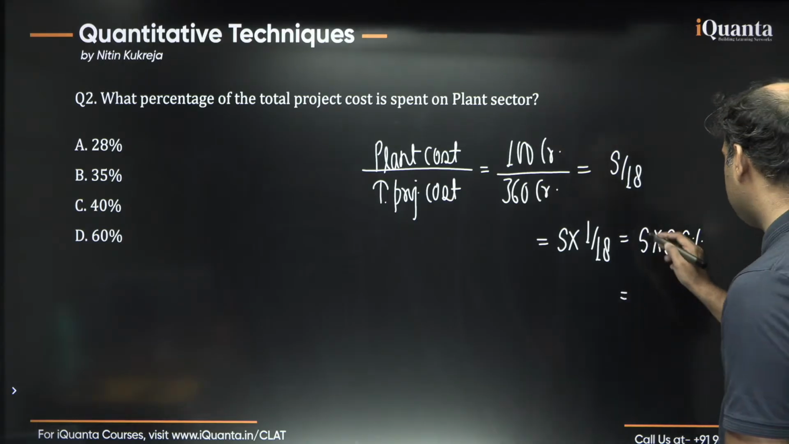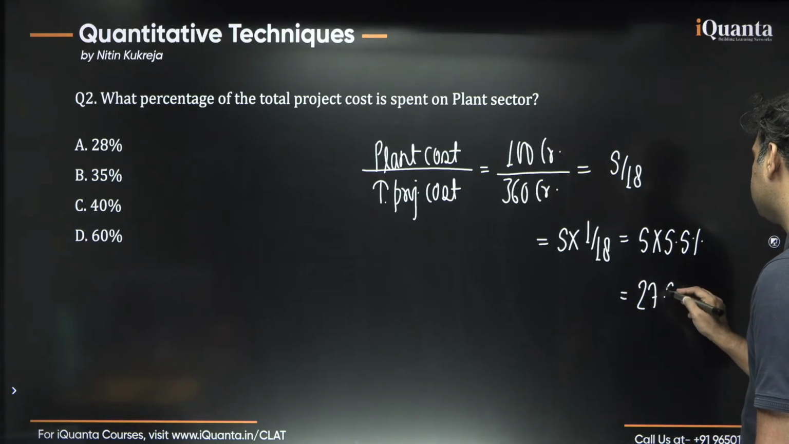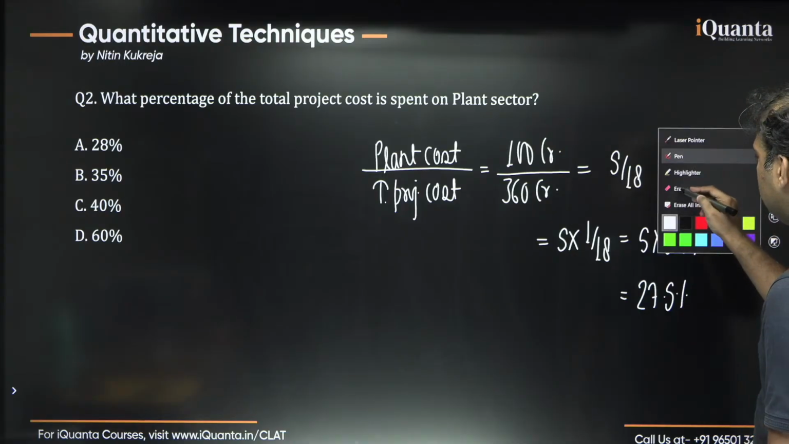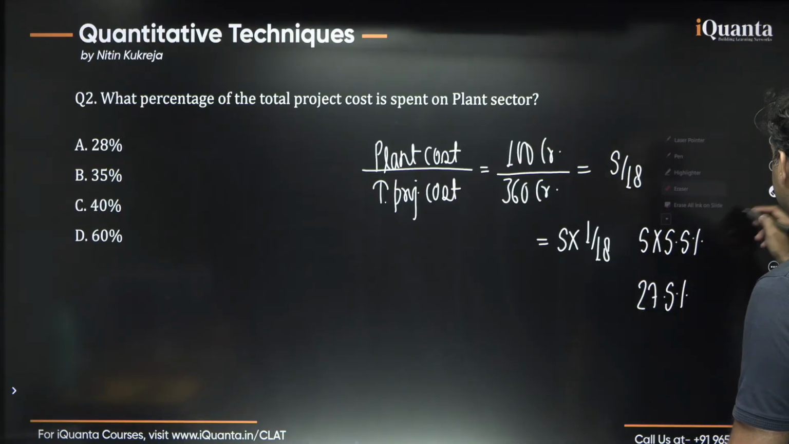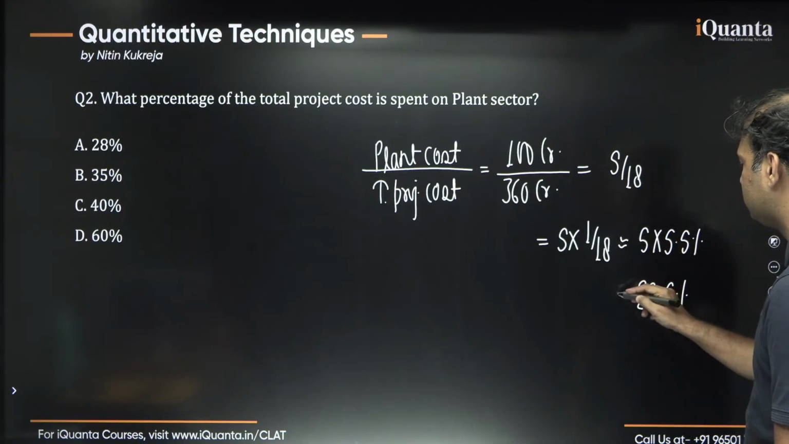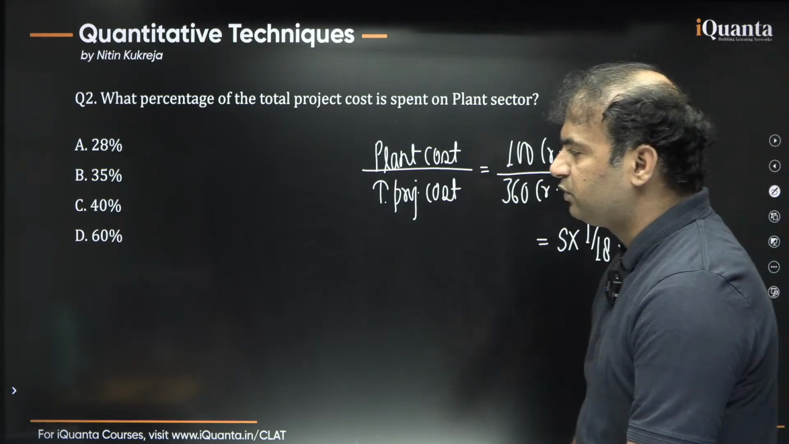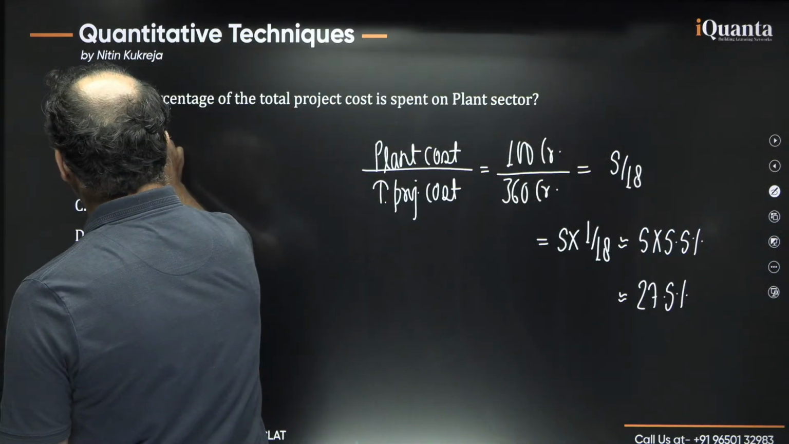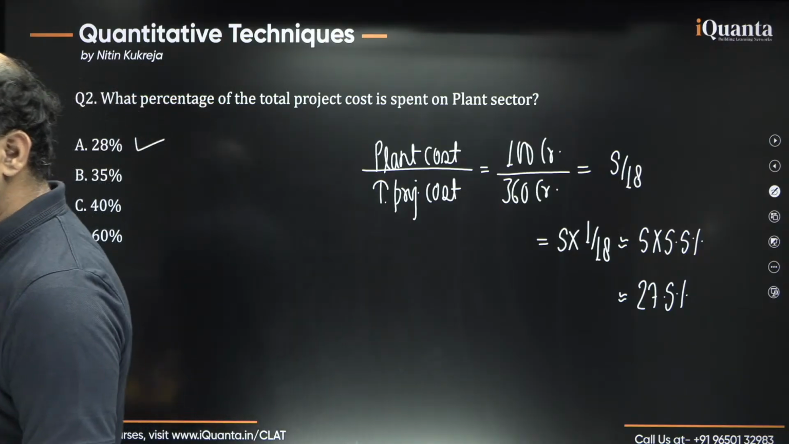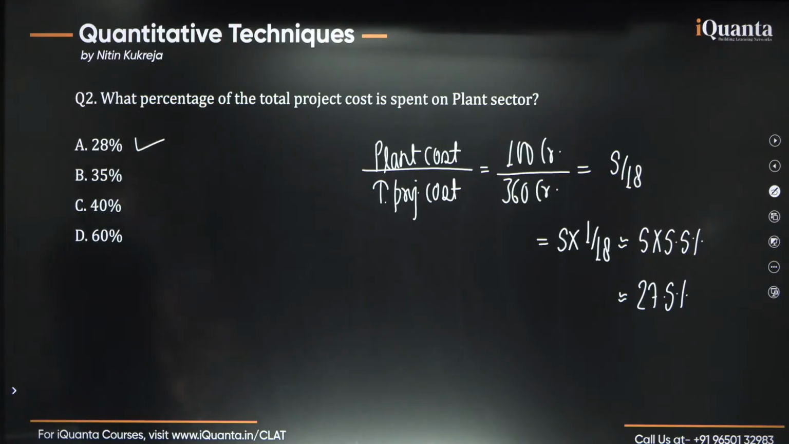Now this multiplication should be approximately 27.5%. As I said, we are working on approximation, so both of them are just fine. All right. If this is 27.5, then which option is the best? Option A definitely is the best option. Yes, Sakshi, very good.